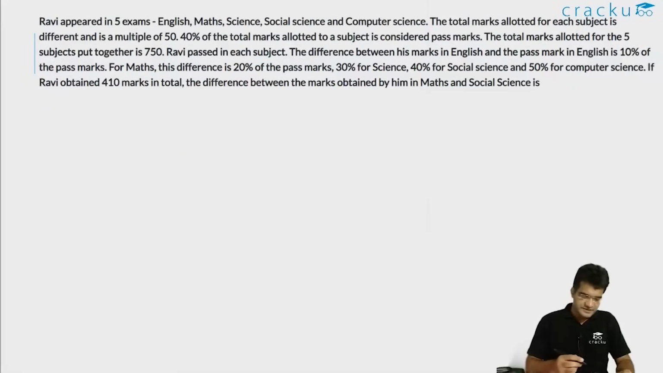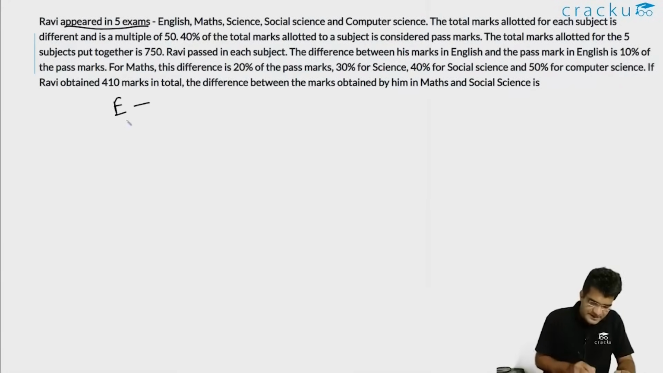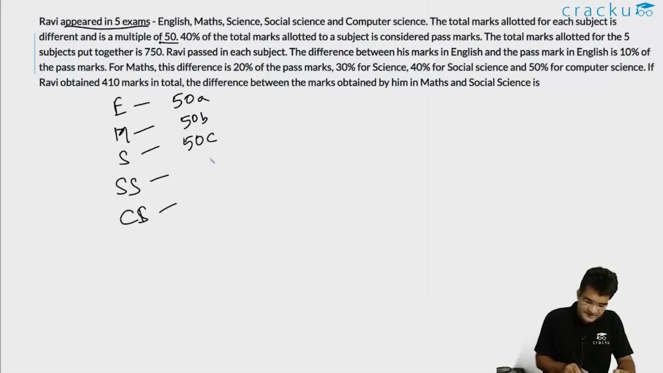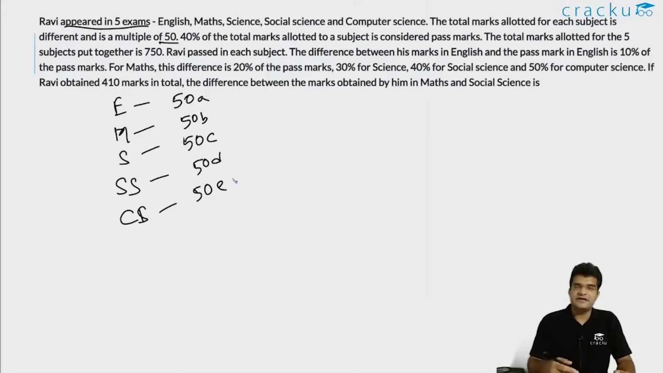In this question, it is given that Ravi appeared in 5 exams: English, Maths, Science, Social Science and Computer Science. So there are 5 exams. Now the total marks allotted for each of the subjects is a multiple of 50. So let us assume that the marks are 50A, 50B, 50C, 50D and 50E, where A, B, C, D and E are natural numbers. We are also told that the numbers are unique. Each one of them is different.